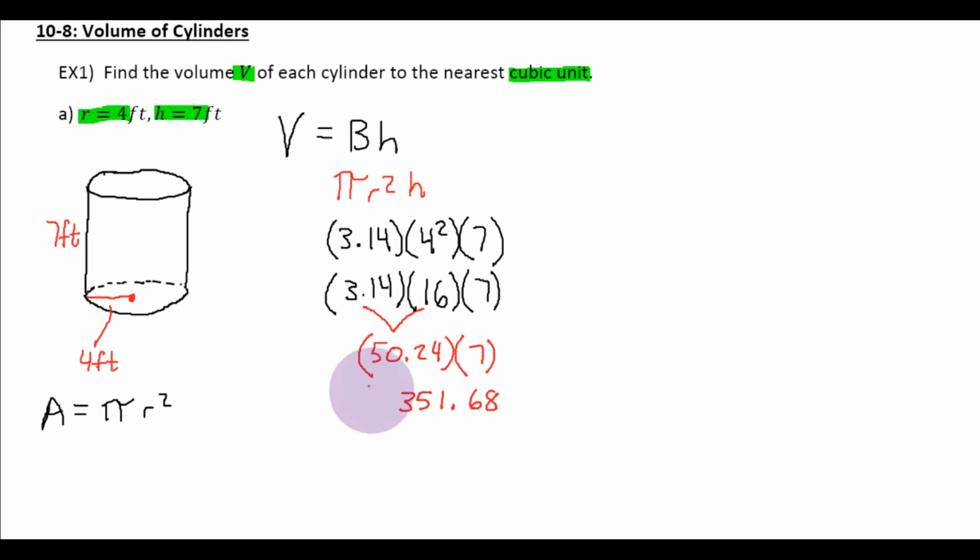So 50.24 times 7 will give you a value of 351.68. Now the volume of the cylinder is equivalent to 351.68. Our units are in feet, so feet cubed. Okay, from here we can box up our information and we're finished with this problem. Let's take a look at another one.